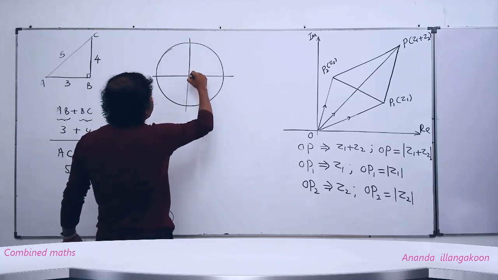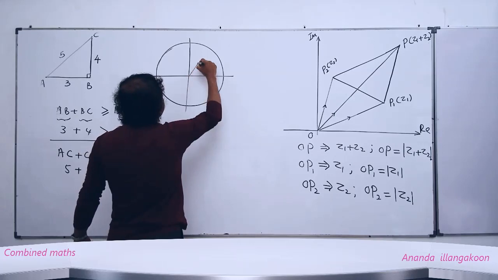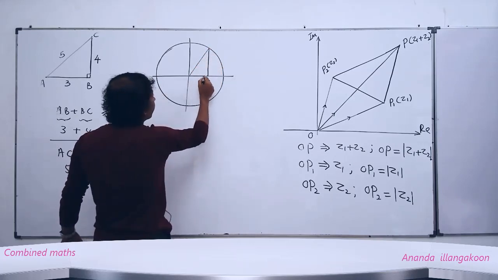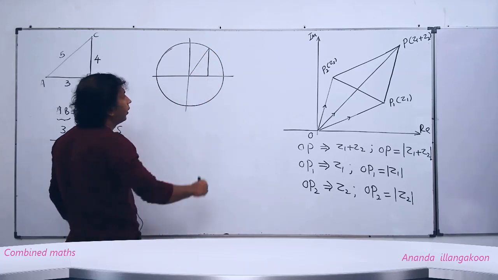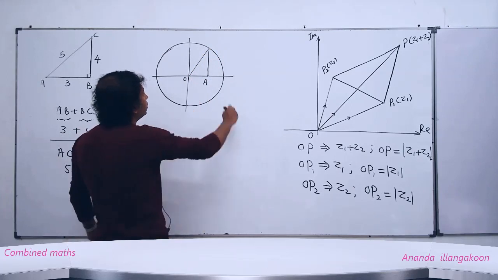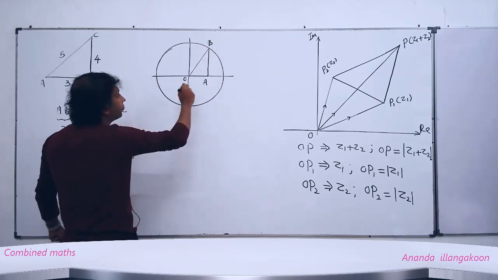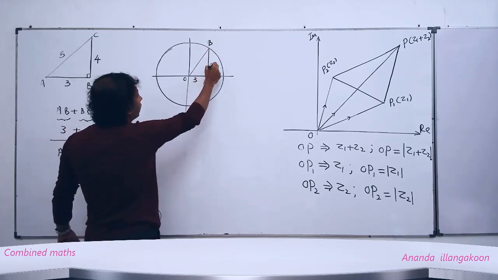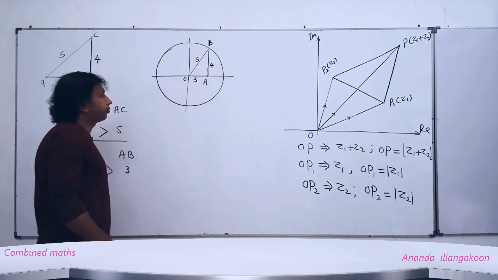Now I draw a triangle like this. So, right angle triangle. This is O, this is A, this is B. Now this is 3, 4, 5, right?